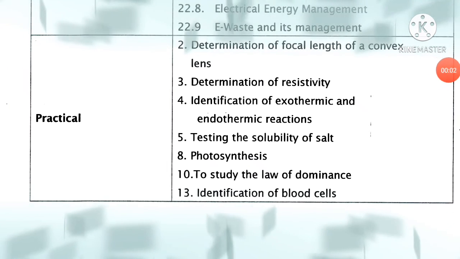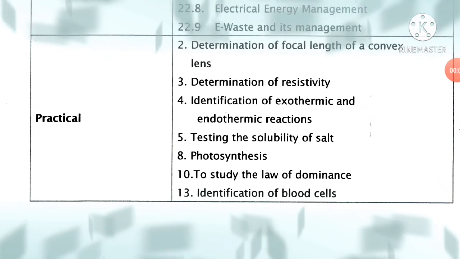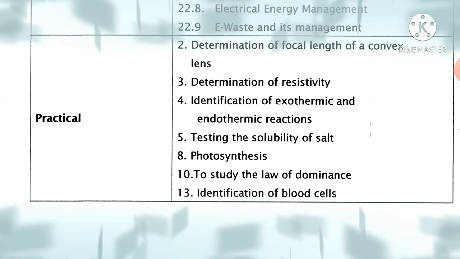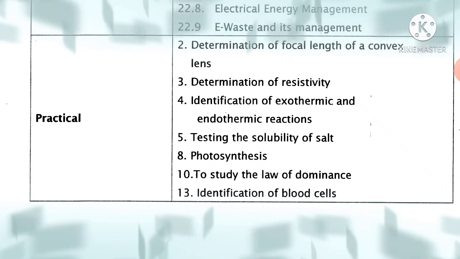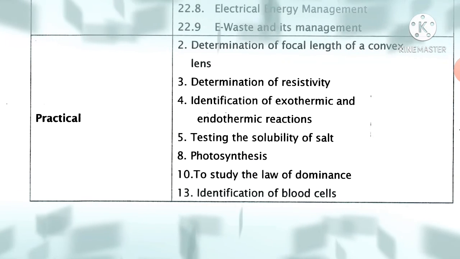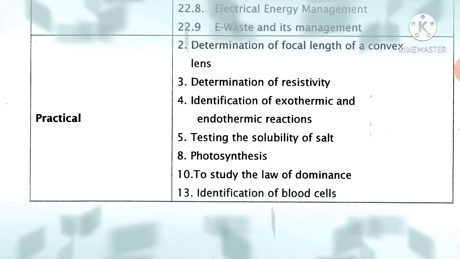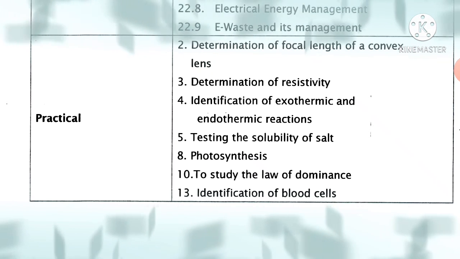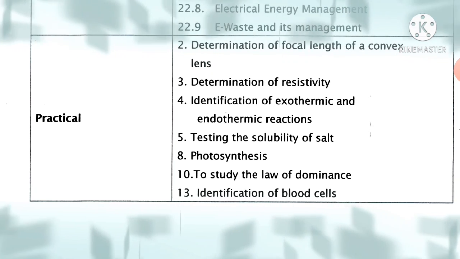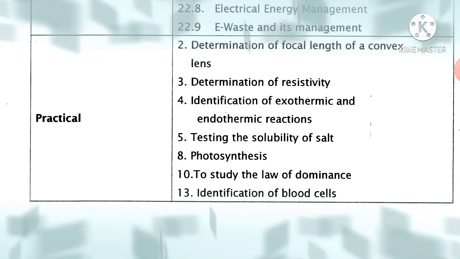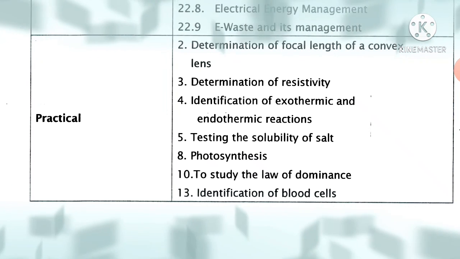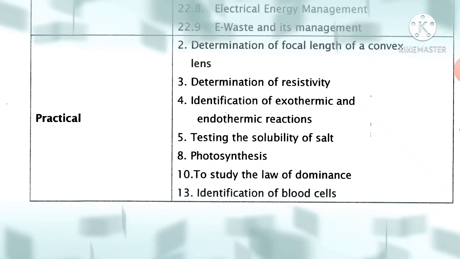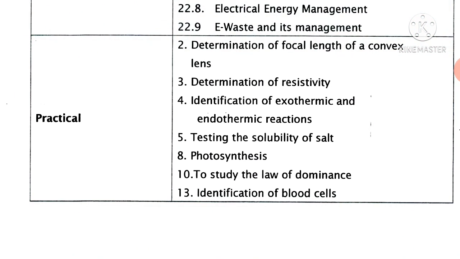Practical. Second exercise, determination of focal length of a convex lens. Third exercise, determination of resistivity. Fourth exercise, identification of exothermic and endothermic reactions. Exercise 5, testing the solubility of salt. Exercise 8, photosynthesis. Exercise 10, to study the law of dominance. And 13th exercise, identification of blood cells.